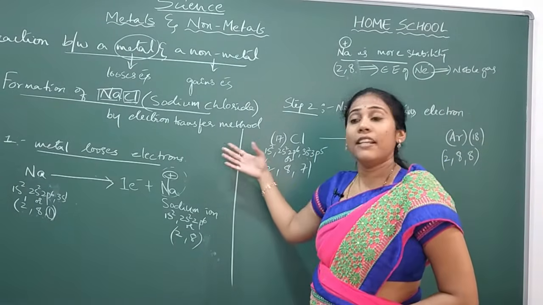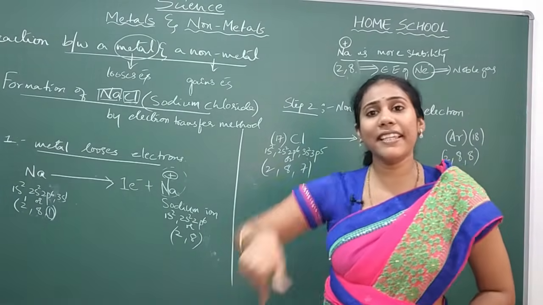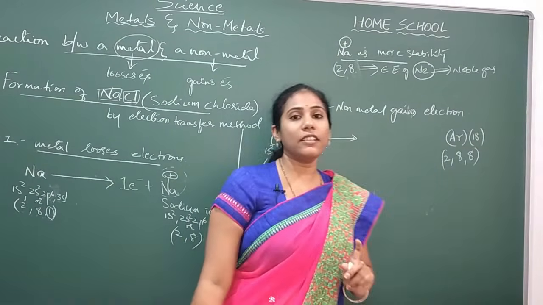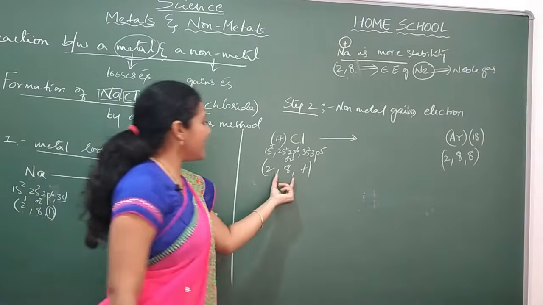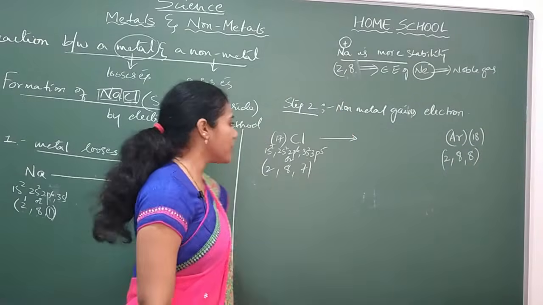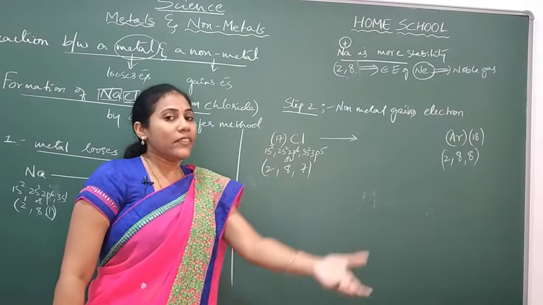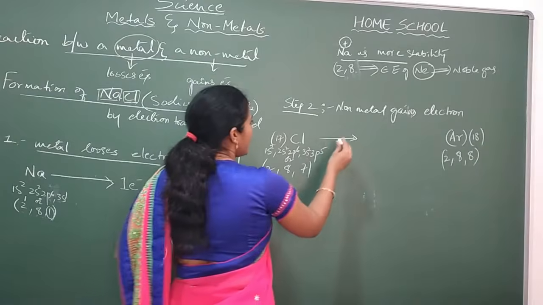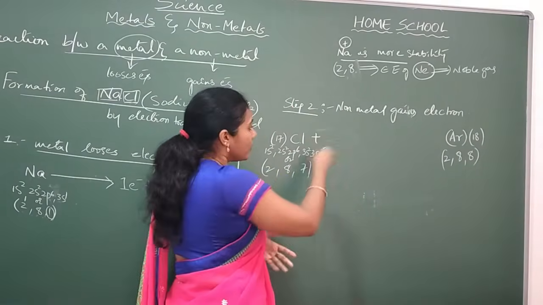Cl, a non-metal, always gains electrons. How many electrons? How do you decide that? You have to decide by checking the nearest noble gas's electronic configuration. So what is the difference between Cl's electronic configuration and the nearest noble gas electronic configuration? Just one electron is less in Cl. So that is the reason it will always gain one electron. So how many electrons does it gain? One. Gaining means taking. One electron you are adding.